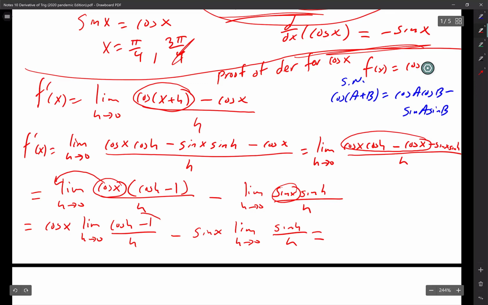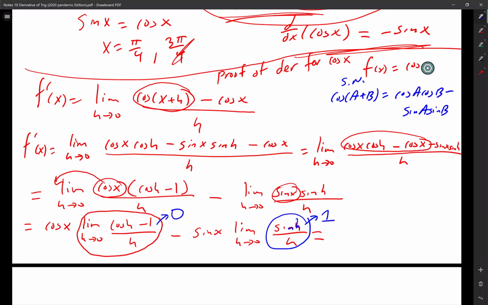This right here, limit as h approaches 0 of cosine h minus 1 over h, that right there, guys, is just 0. Now, what about this one? What about sine h over h? That's a 1, because h is approaching 0. So, all this shebang is just negative sine x.